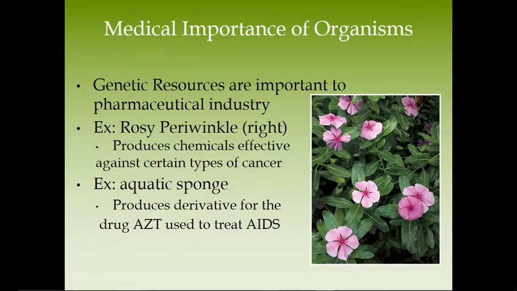The genetics of these organisms allow them to have certain advantages to humans, like I said, and these organisms can often be very important to the pharmaceutical industry as well. For example, the rosy periwinkle, which you can see to the right, can produce chemicals effective against certain types of cancer. The aquatic sponge produces a derivative for AZT, which is a drug used to treat AIDS.